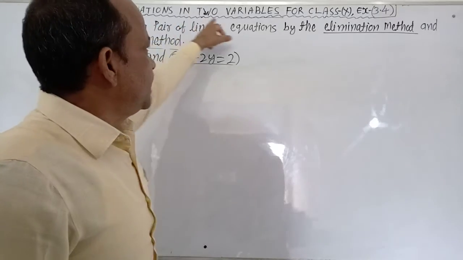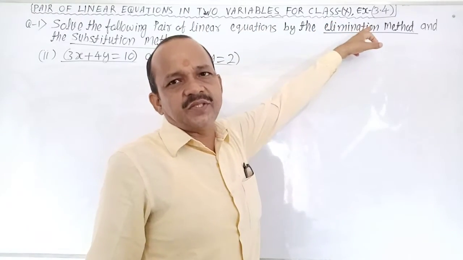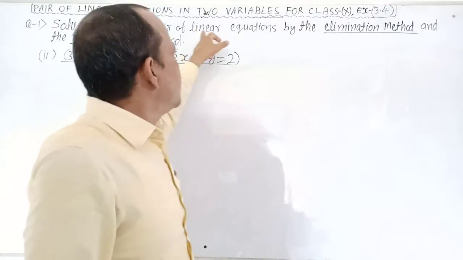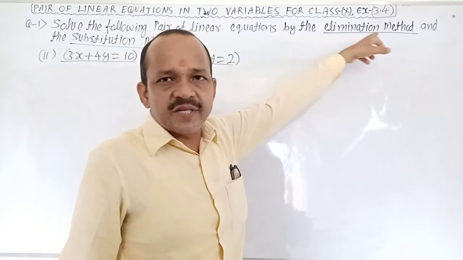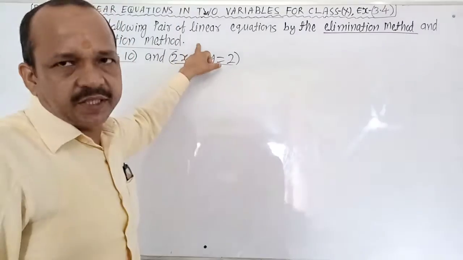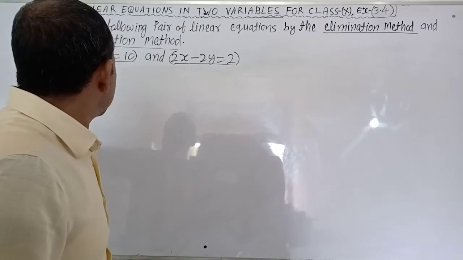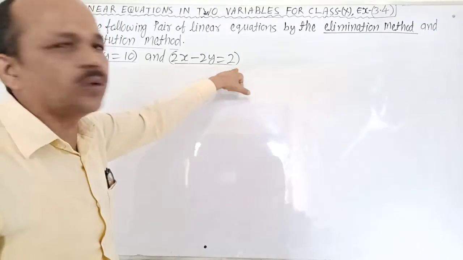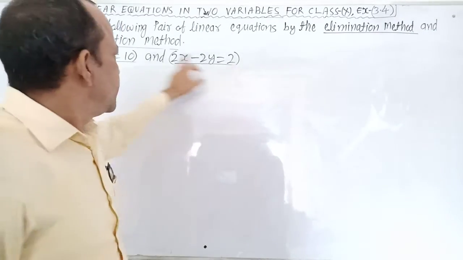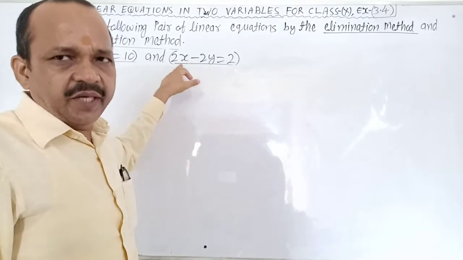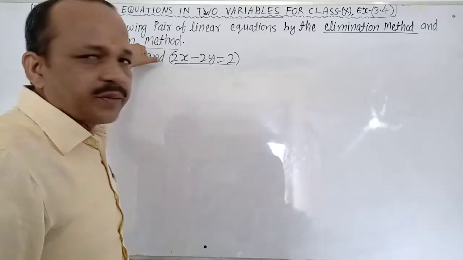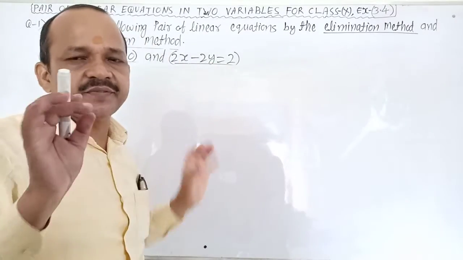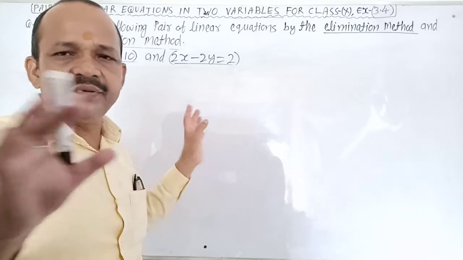Pair of linear equations in two variables, class 10, exercise 3.4. Question number 1. Solve the following pair of linear equations by elimination method and by substitution method. Part 2: 3x plus 4y equal to 10 and 2x minus 2y equal to 2. It is the given equation. You solve the given equation by substitution method. Firstly, I want to solve this equation by substitution method. Clear? No confusion about it?